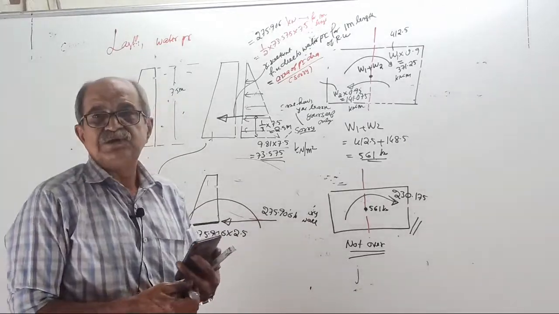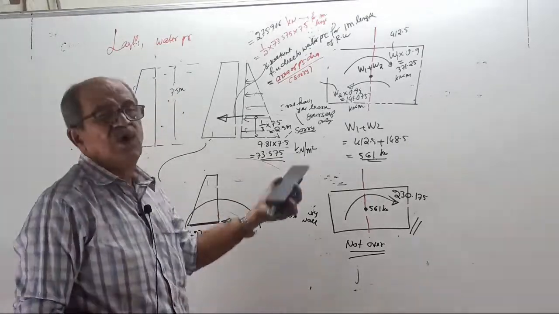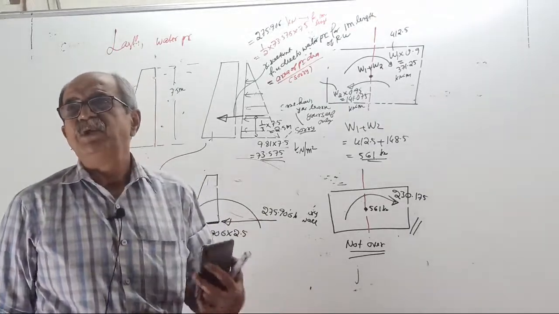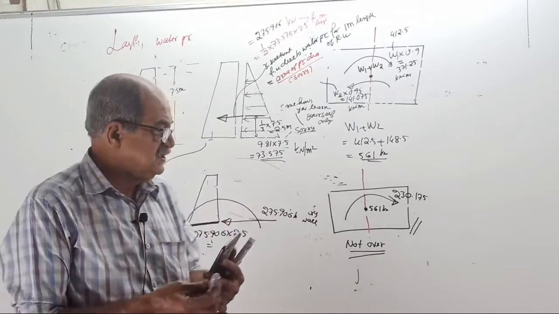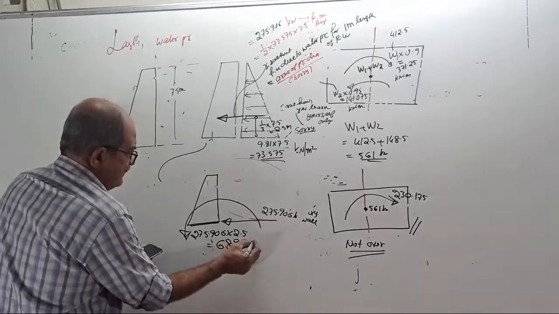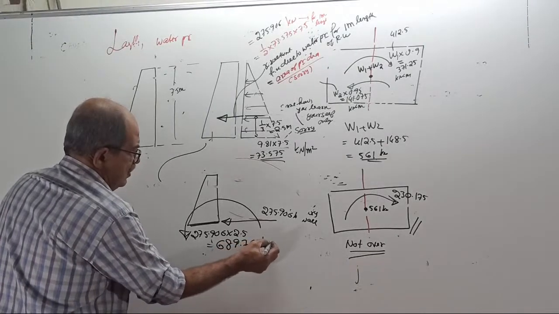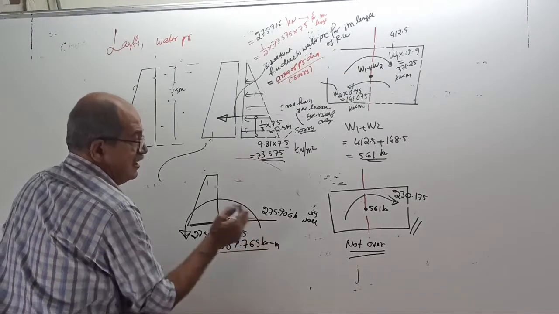See, actually, I need not take dams. I decided that when you learn, at least learn one systematically. The moment is 689.765 kilonewton meter.